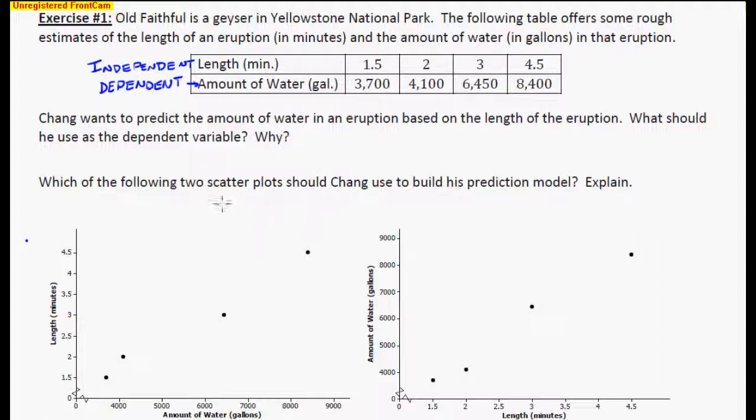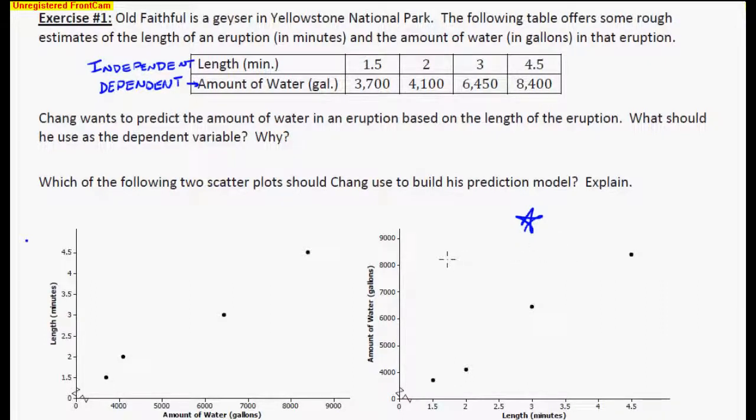All right, so then they say which of the following two scatter plots should Chang use? And you see that basically what they've done with these two is they've put the length of the eruption on this one on the y-axis, and the amount of water is on the x-axis. And on the one on the right here, they basically switch those around. All right. So since the length of eruption is going to be the independent variable and the amount of water is going to be the dependent, then we would want to use this graph right here.